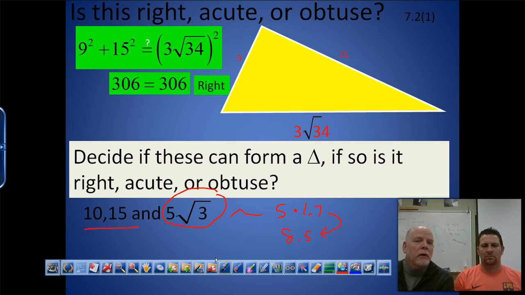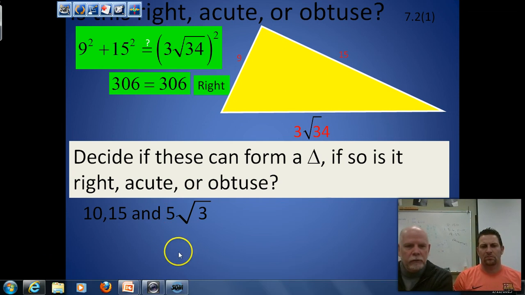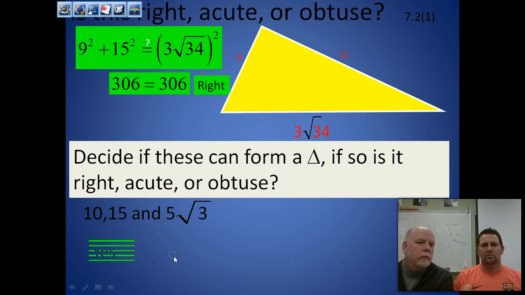15 is the long side, and if we take the 8.5 and the 10, those do add up to more than 15. The others do too. 10 plus 15 is more than 5 radical 3, and so on. It all works. No matter what two sides you add together, they always add up to more than the third side. So yes, this is a triangle.